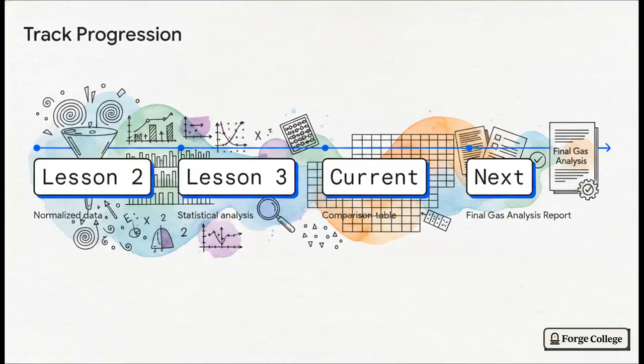Let's zoom out for a second and see how this builds across the whole track. In Lesson 2, we normalized the data. Then in Lesson 3, we performed the heavy statistical analysis. Currently, we've synthesized all of that into our pristine comparison table. And next lesson, we take this very table and embed it directly into the final gas analysis report assembly. It's just a really beautiful logical progression.